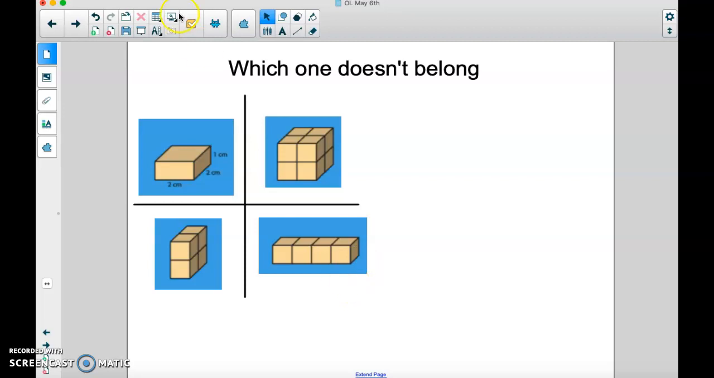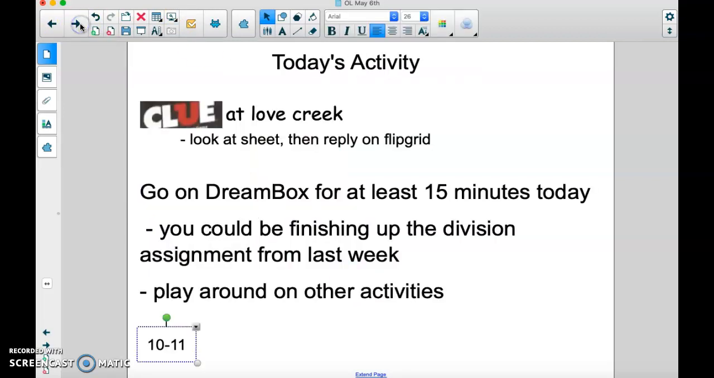So this is going to be the basis of your activity today. We're going to do an activity called Clue, right, at Love Creek. Based on the board game, you're going to try to figure out who committed a murder at school, using what, and where they did it. It's based on the which one doesn't belong.